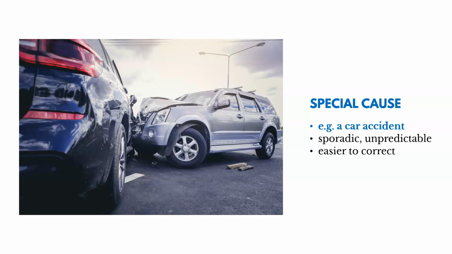Now, here's an example of these two types of variation. Think about a process of driving to the office. Special cause variation could be a car accident. So if you're monitoring the time it takes to travel to the office, if there's a car accident, it's sporadic, it's unpredictable. It could make the time it takes to get to the office much longer. Now that's easier to correct. If you know that there's an intersection or an area of the road that's highly prone to accidents, you could do something to prevent that. Add a stoplight or have a police officer monitor it periodically. There are things you could do to correct that.